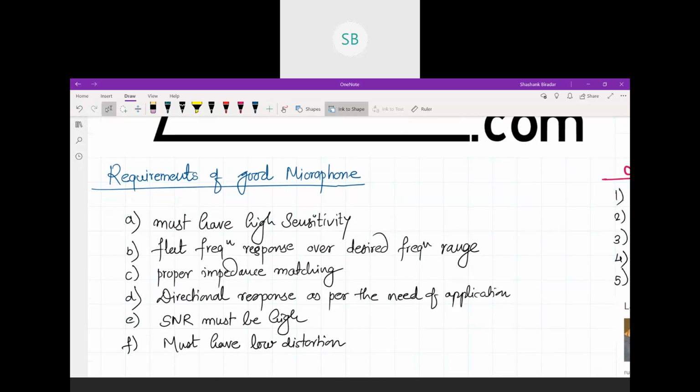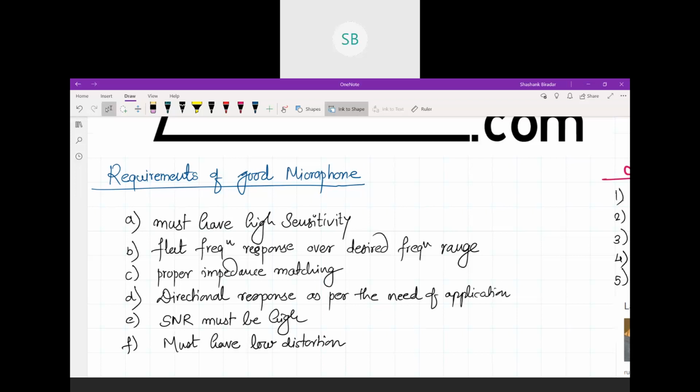Based upon for what purpose you are using that particular microphone. So the first requirement is the microphone must have high sensitivity, because low sensitivity gives you various issues while recording or while amplifying that particular sound.